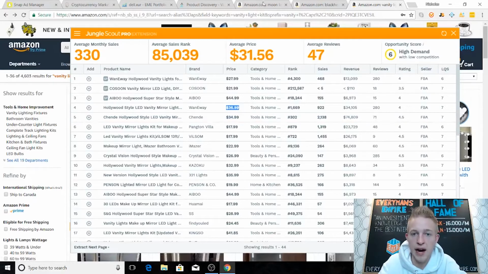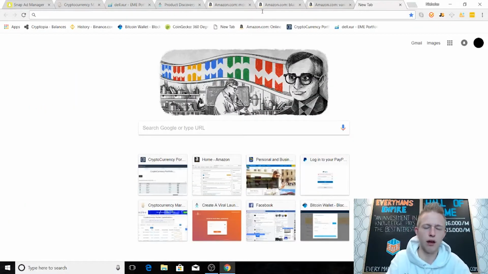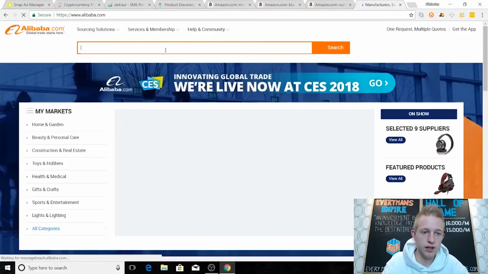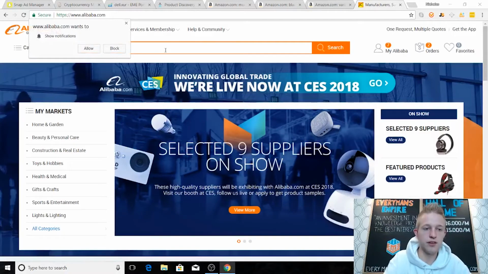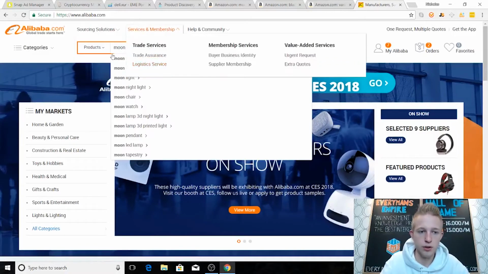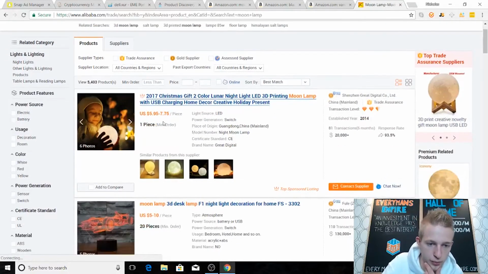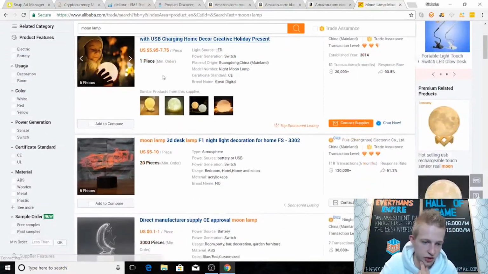So my opinion for the top 3, or these 3 products, my top one is the Moon Lamp. And then it'll be this one and the Blackhead Remover. So let's just hop in and find a Moon Lamp on Alibaba. So go to Alibaba.com quickly, find a Moon Lamp, let's see what the average price is on that. So moon lamp. All right, so moon lamp on Alibaba looks to be $6, so $6.50.